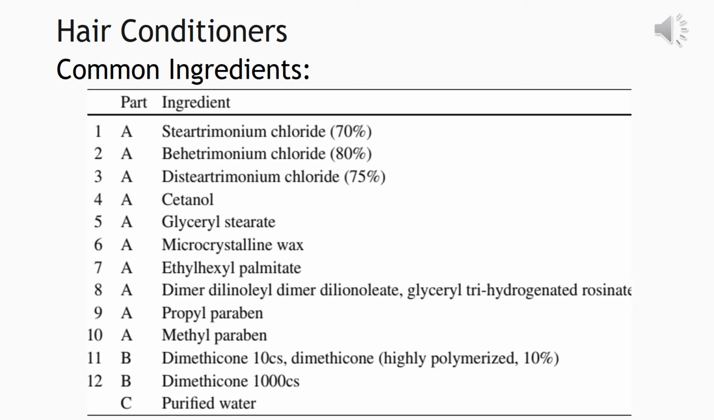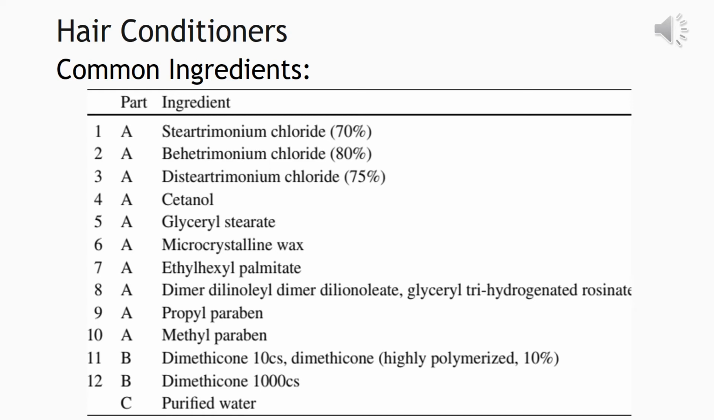Number 7 is ethylhexyl palmitate. That is the ethylhexyl ester of palmitic acid. Then is a dimer, dilinoleate dimer. Dilinoleate is a dimer. It is glyceryl trihydrogenated rosinate. This is a dimer actually. Then is propyl paraben. Then is methyl paraben.